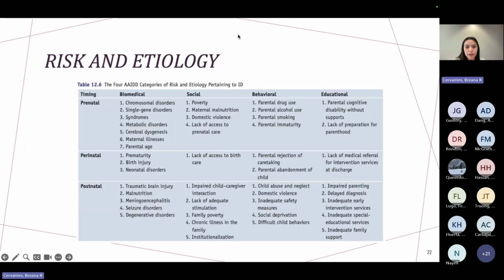Okay, just some tables looking at the different risks based on the timing of the birth. So is it prenatal, perinatal, or is it postnatal? What are some of the risk factors within the biomedical domain, social, behavioral, and educational domain? So that's just putting together the different risks and etiological factors we talked about in the 2 slides, putting it into the context of what period is the child in, whether it's, again, prior to birth, during birth, or postnatal.